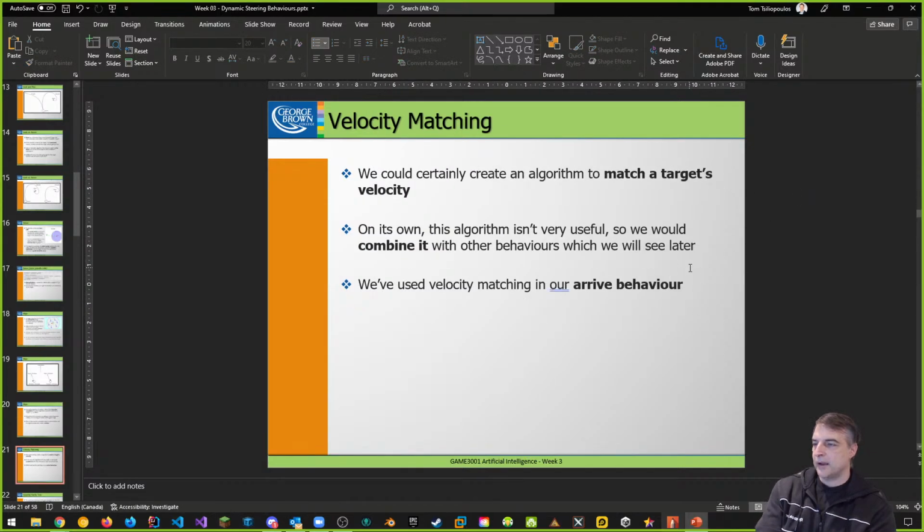Again, going back to variable matching, velocity matching: we could use velocity matching to match a target's velocity. On its own, why would we want to do that? It's not that useful, but we can combine it with other behaviors, which we'll see later. And we've already talked about, in some ways, velocity matching with our arrival behavior. We're changing our velocity to whatever the target's velocity is in order for us to be right on top of it with arrive.